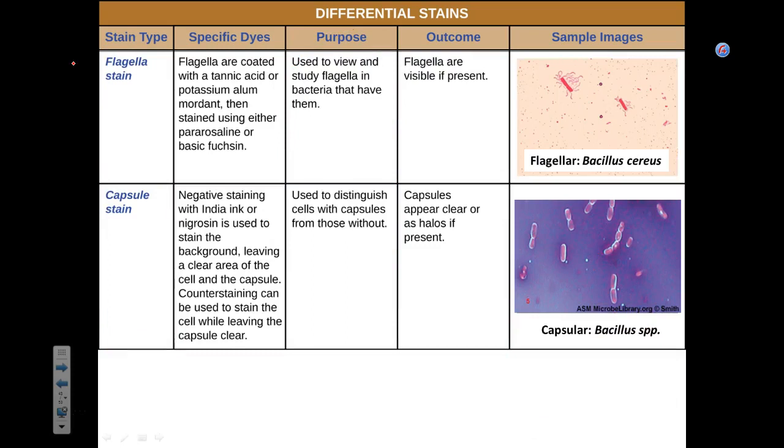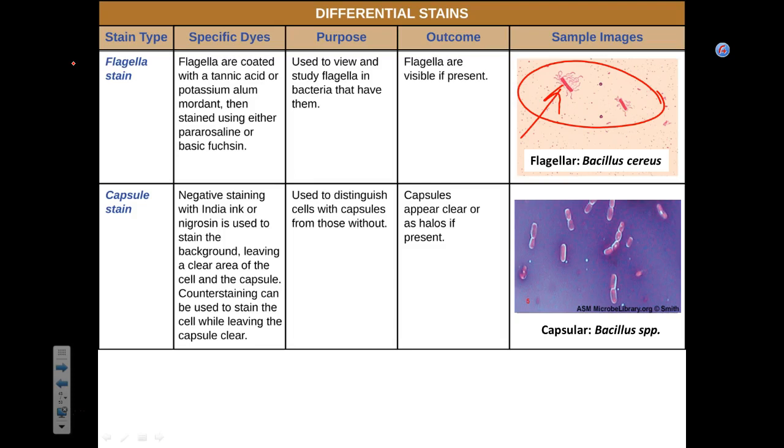Flagellar stain. In this Bacillus cereus, you can see tiny little flagella. Now, think about the size of a flagellum compared to the size of the cell. I'm not talking about the artist representations, but realistically speaking, you look at bacteria, they're super tiny.